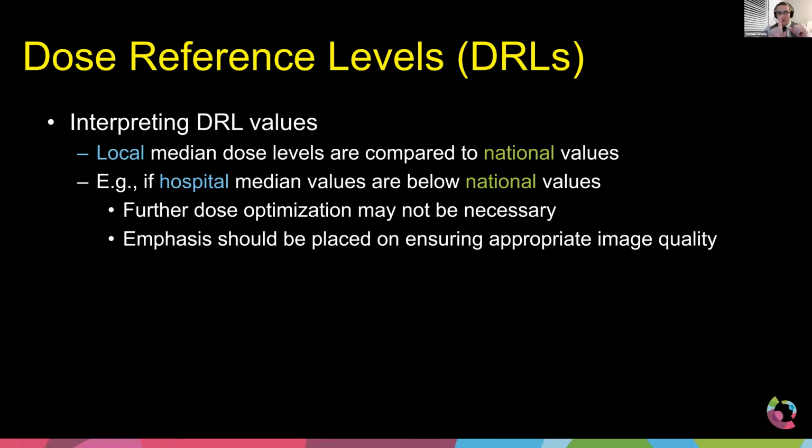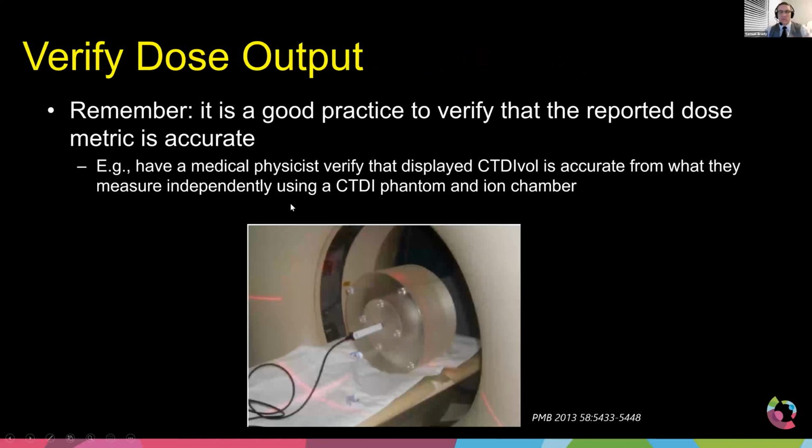This is why it's not a patient-specific value, but you'll take the median. Say, let's look at 100, 200, 2,000 brain scans, face scans, neck scans, whatever it is you're trying to optimize. And then you get the median of that value, and then you compare that to the national DRL. And this will help us know what we're going to optimize and where we should optimize.